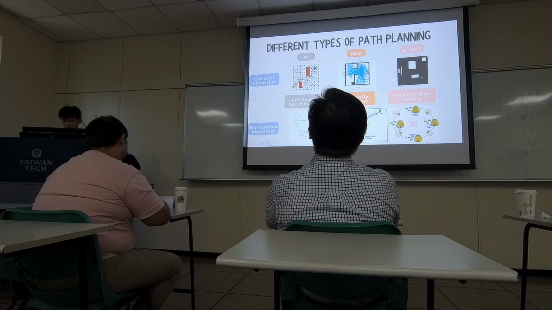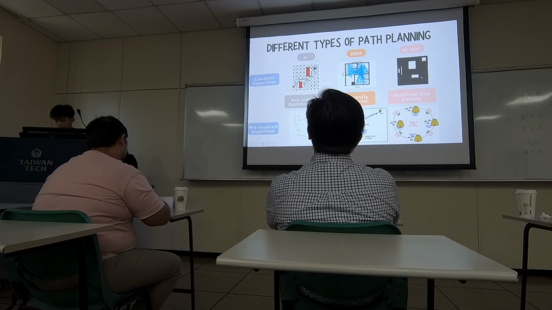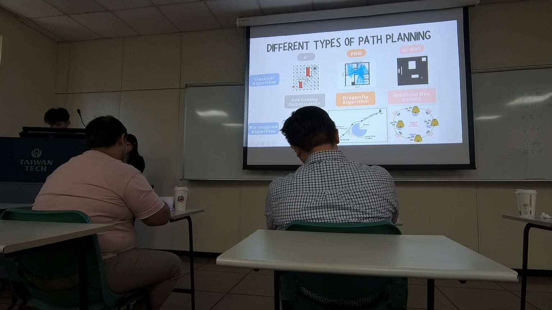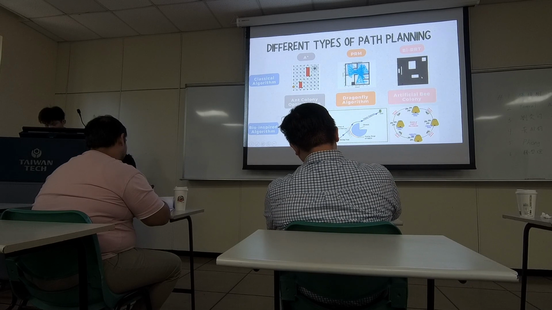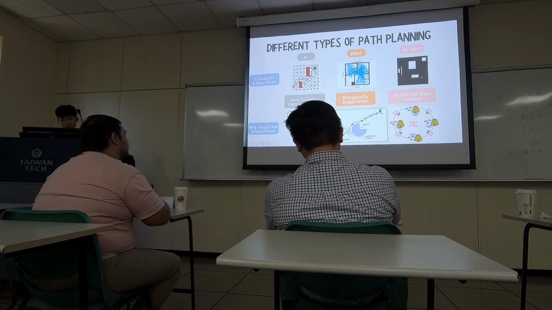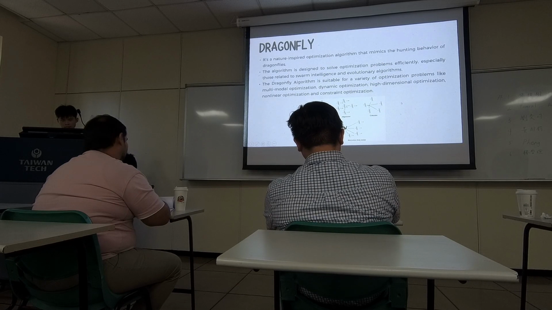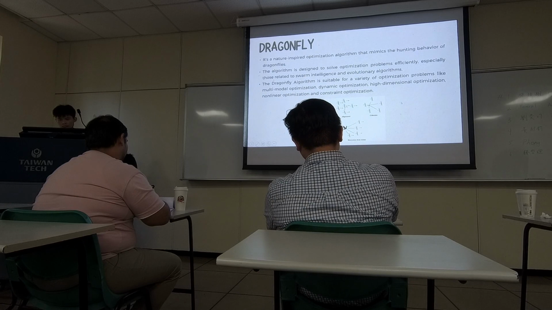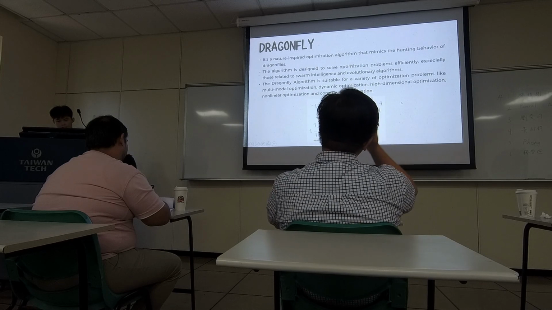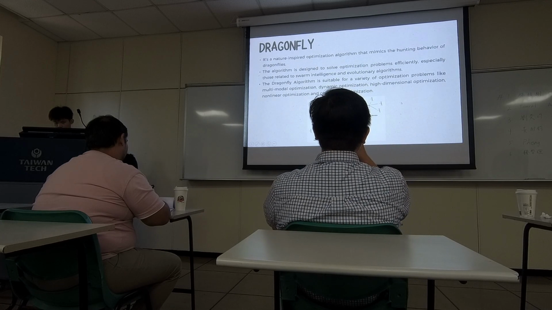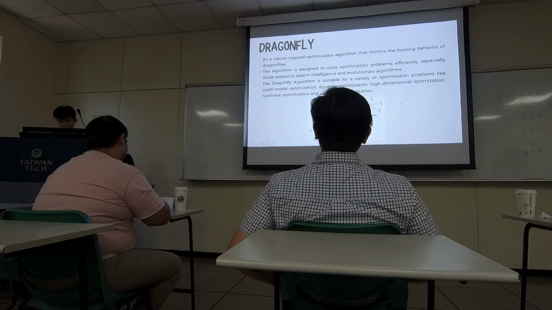And here are different types of path planning. First is A-star, PRM, and RRT. And the bio-inspired algorithms are such as ant colony optimization, dragonfly algorithm, and artificial bee colony. In our project, we choose the dragonfly algorithm as our path planning method. It is a nature-inspired optimization algorithm that mimics the hunting behavior of dragonflies, and it is designed to solve optimization problems efficiently, especially those related to swarm intelligence and evolutionary algorithms.